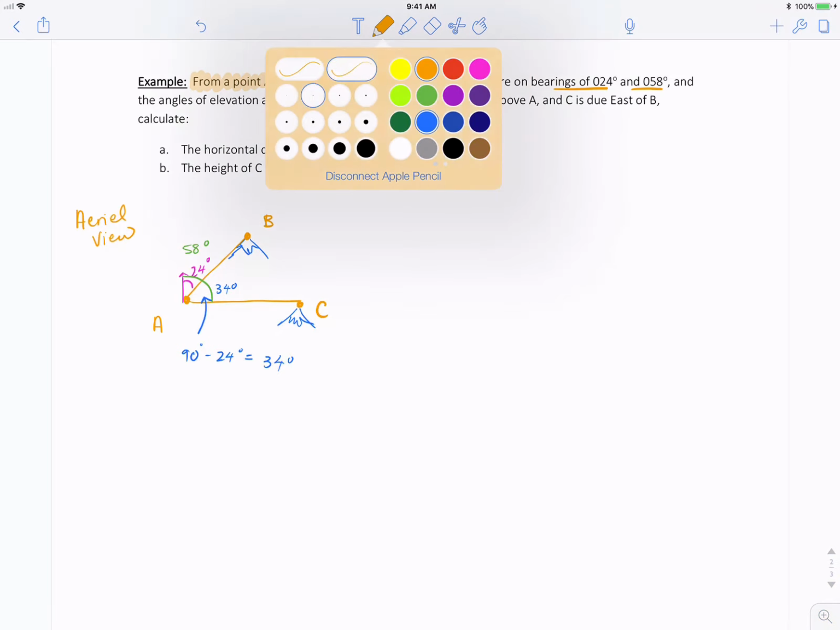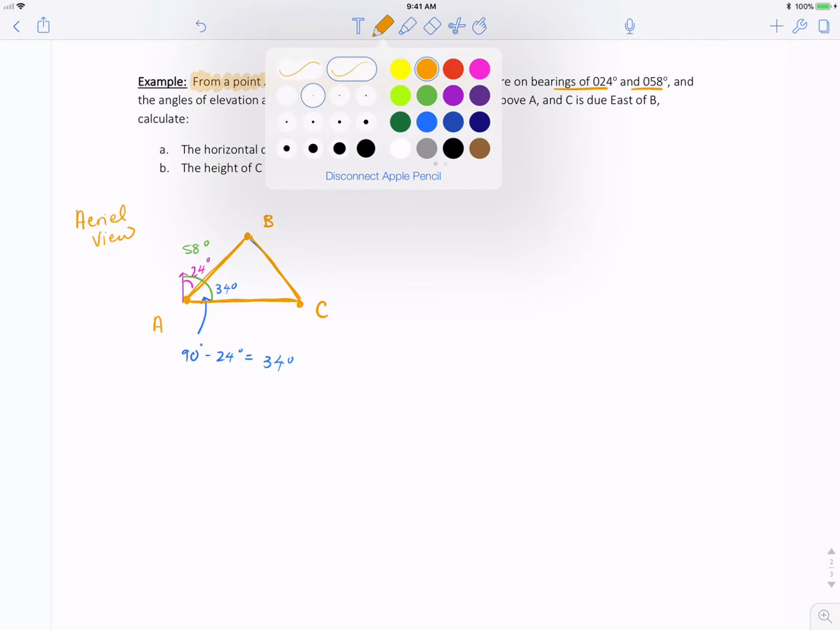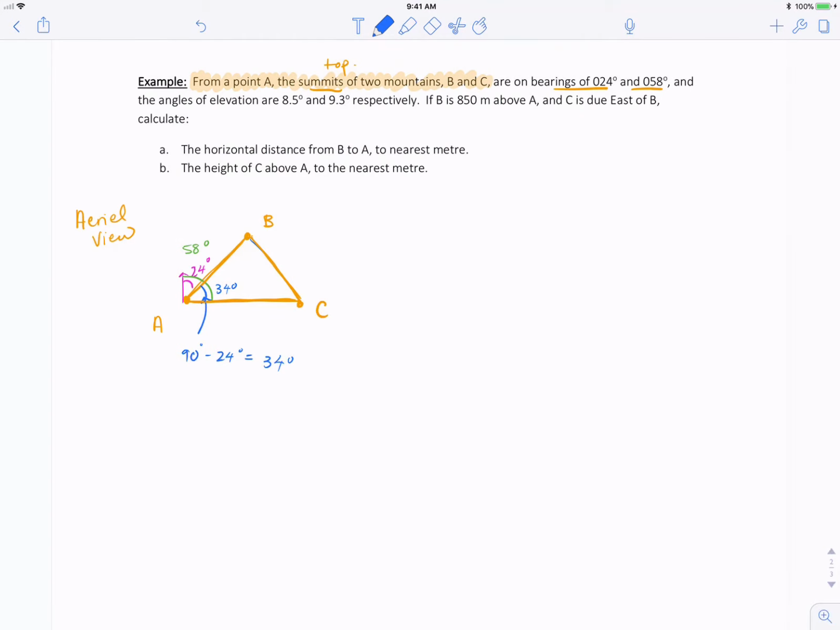And then I also have BC connecting. Okay, so this is the top of those mountain ranges. Again, I'll just remove it, but envision that this is what the bird would see. So in the aerial view, I have 3 side lengths and 1 interior angle of 34 degrees. So that's the important information there. Let's keep going with the question.